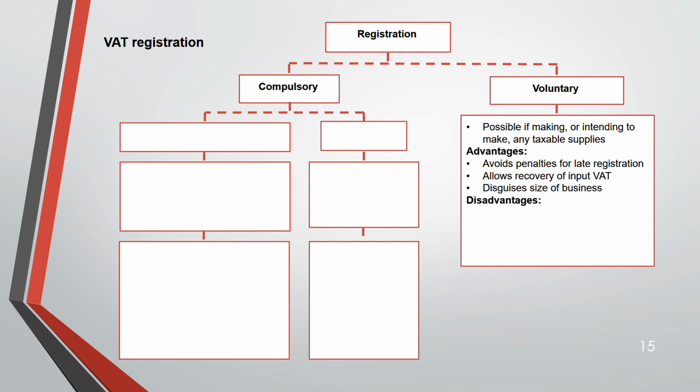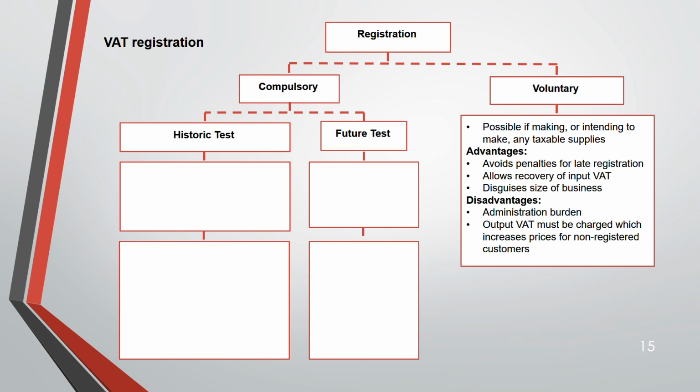Next, the disadvantage. There's an administrative burden to register for VAT, and if you're charging output VAT, your final price will be higher to your customer. So the price will be higher for the non-registered customer. Now, compulsory registration. There are two tests: the historic test and the future test. If you pass either test, you have to register compulsorily.